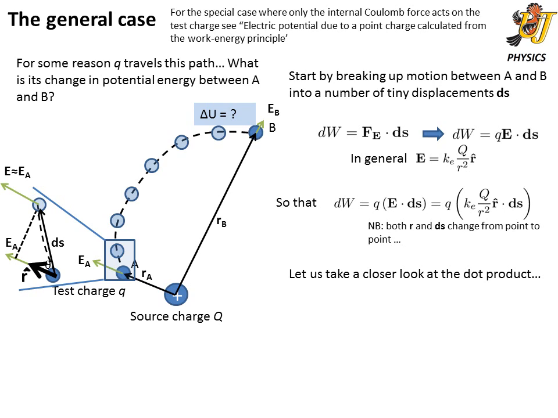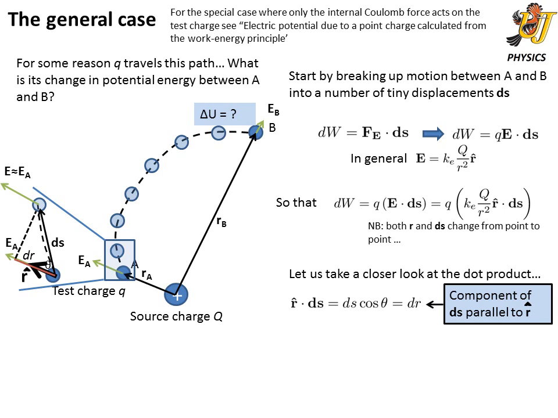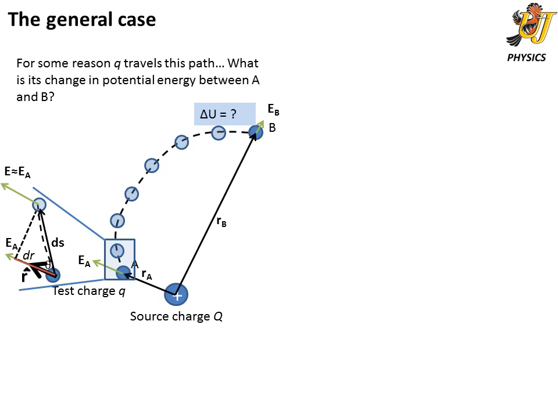If we look at the triangle formed by ds as its hypotenuse, we see that the dot product between the radial unit vector and ds just evaluates to the component of ds parallel, or along, the radial direction. This gives us a particularly simple expression for the amount of work done on the test charge for this tiny displacement, now purely in terms of the radial distance r.